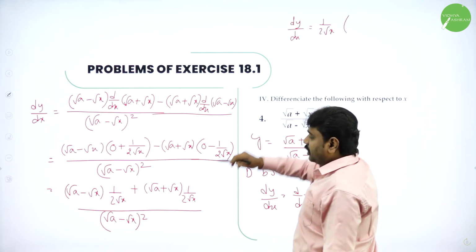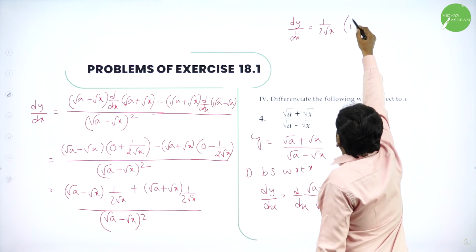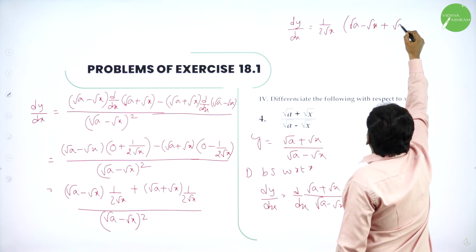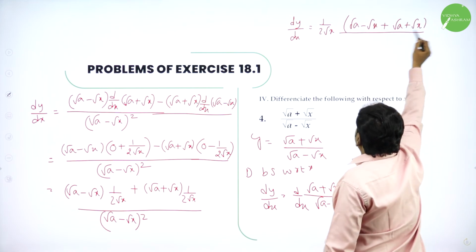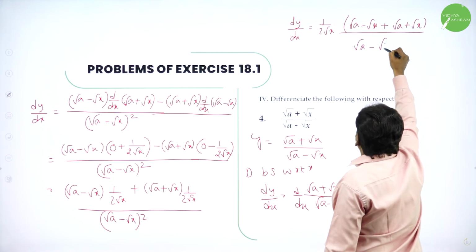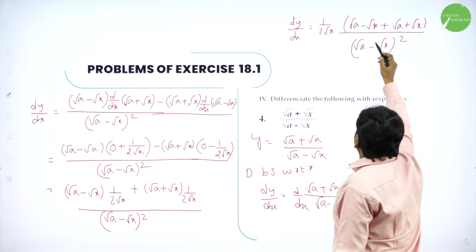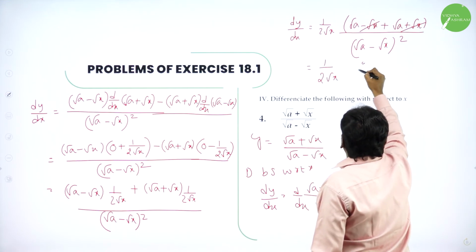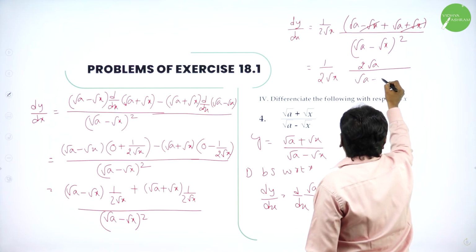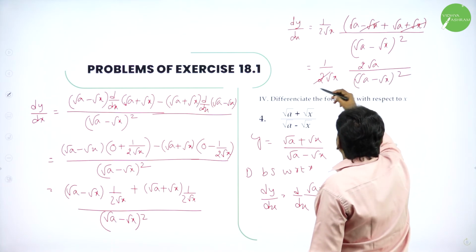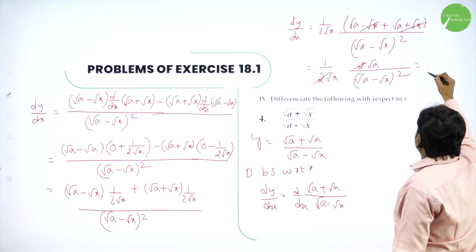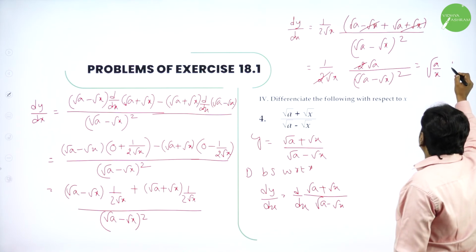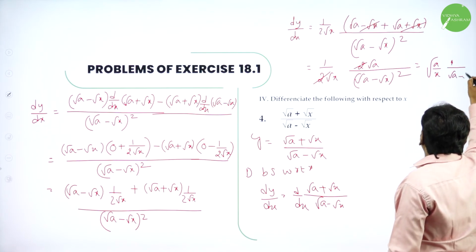If I take 1 by 2 root x common, I am left with minus root x, root a minus root x plus root a plus root x, root a plus root x, whole thing divided by root a minus root x the whole square. Further you can cancel minus root x plus root x, so it will become 1 by 2 root x, root a plus root a is 2 root a, divided by root a minus root x the whole square. You can cancel 2, so finally you will be left with root a by x, or separately you can write root a by root x into 1 by root a minus root x the whole square.